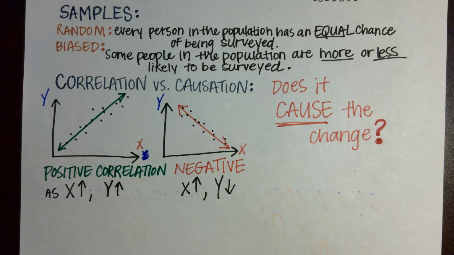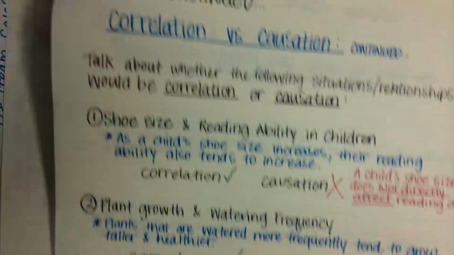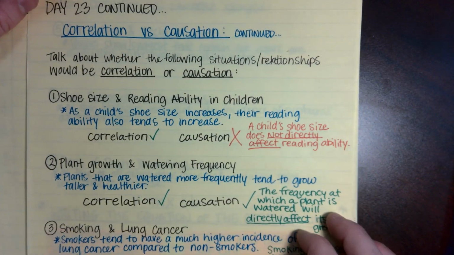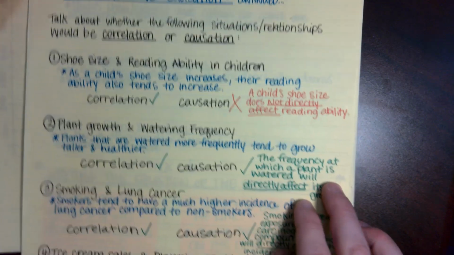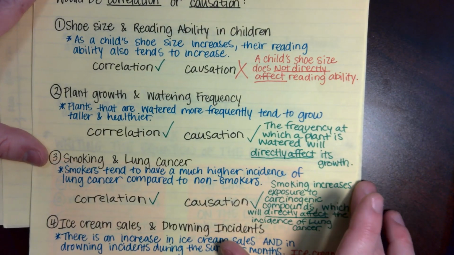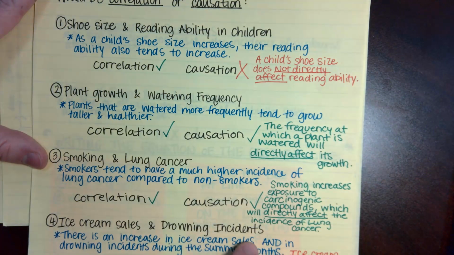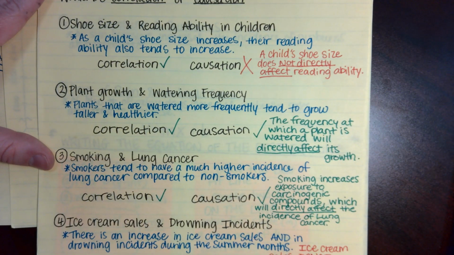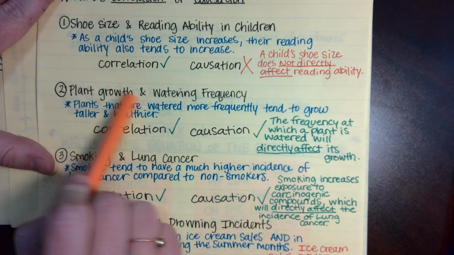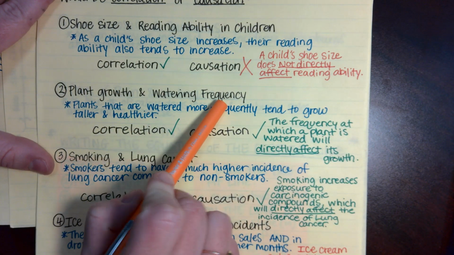And the examples are going to look like these. Okay, so even if you don't have it pulled up, we're going to go ahead and talk about these together. So we went through these before, but just to review, we just went over the shoe size example. Let's look at plant growth and watering frequency.